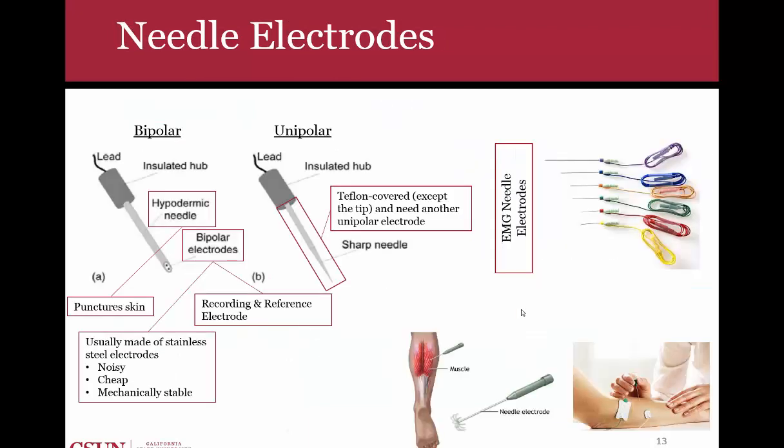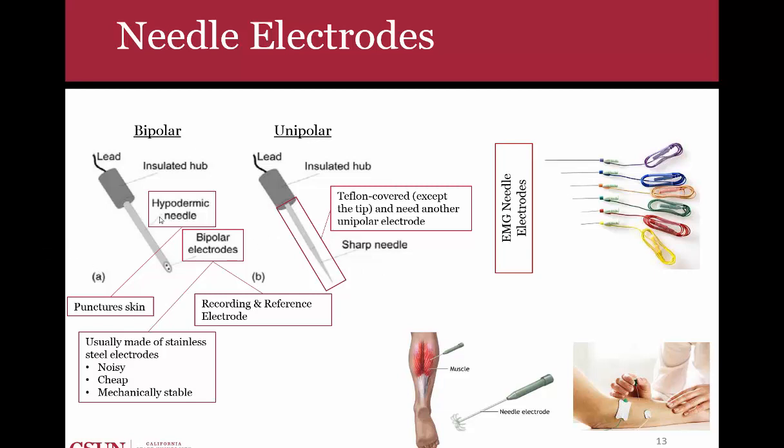Okay, so there's also needle type electrodes. These are mainly used for like EMGs. These are relatively invasive, so you actually have to puncture skin and get to the muscle. That means that they are also more accurate in terms of measuring EMG signals. And there's two types. There's bipolar and unipolar.